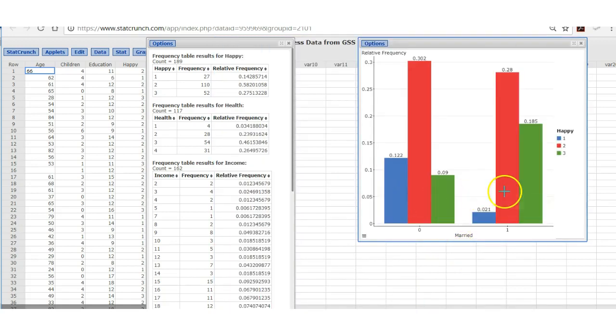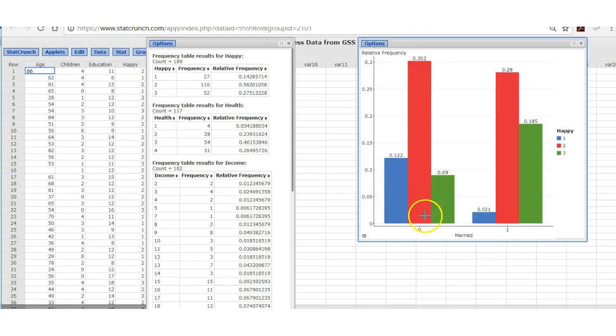It has two separate parts of the graph for how they answered the married question. So this is all the people that weren't married. This is all the people that were married. And then what we have is relative frequencies. These relative frequencies are overall. So out of all the people in this entire data set, there were 30% of them that were not married and answered that they were pretty happy.